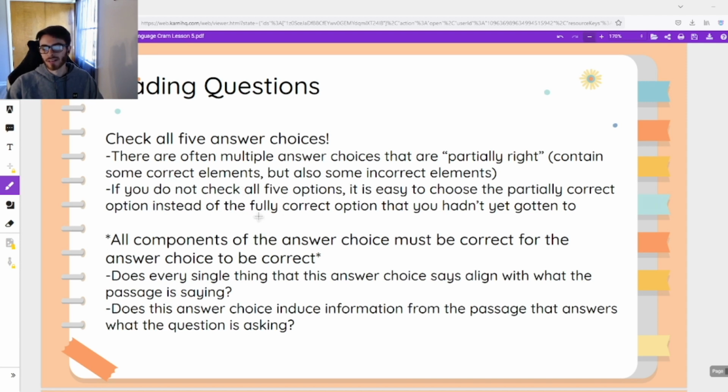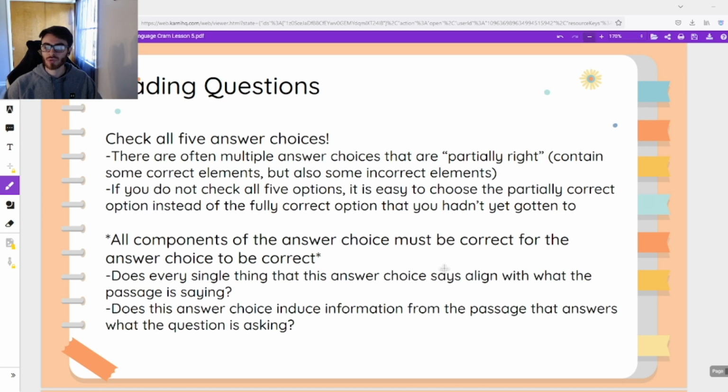And finally, as I already mentioned a little bit, all components of the answer choice must be correct for the answer choice to be correct. To test this, to make sure all the components are correct, you can ask yourself these 2 questions. Does every single thing that this answer choice says align with what the passage is saying? Does every single thing that this answer choice says match with the evidence that I found? If not, it might not be the correct answer. In fact, I would say it probably isn't the correct answer. If part of it does not match the passage, it's probably not correct.